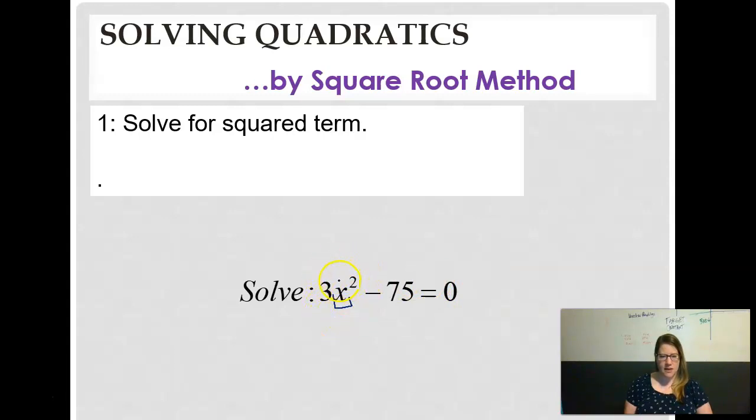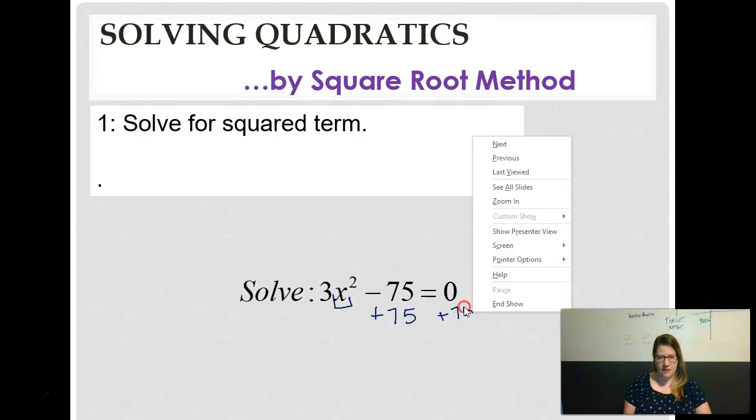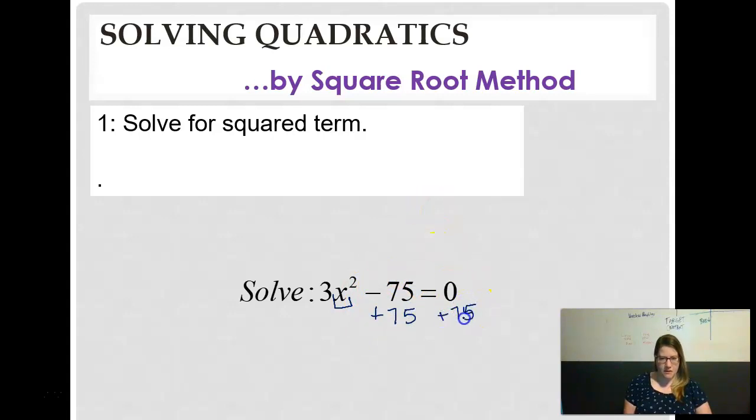just like I normally would. So here, in order to get x squared all by itself, I have a times 3 and a minus 75. I need to undo both of those. Remember, we always undo the plus or minus first when we're solving. So I'm going to add 75 to both sides. So that one goes to 0, and I have 3x squared equals 75. And then divide both sides by the 3. We get x squared alone. 75 divided by 3 is equal to 25.